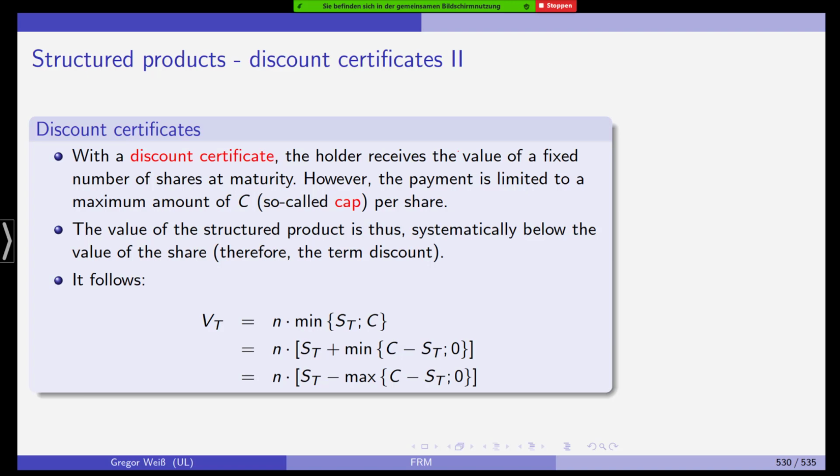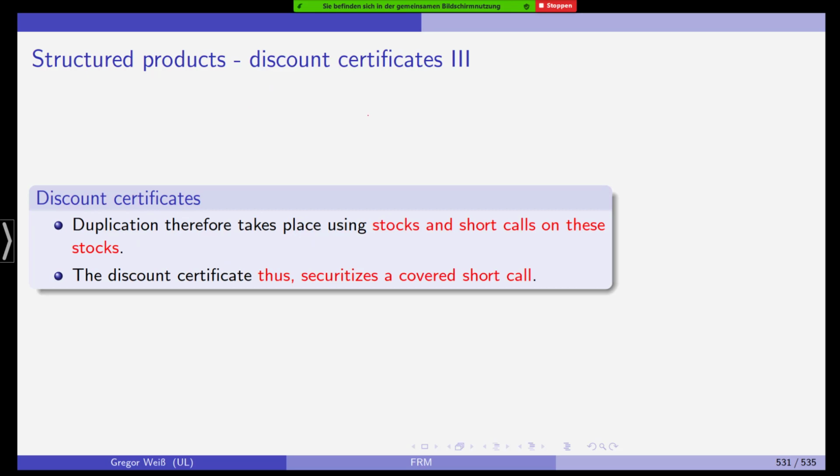certificate. And what we get is we are being paid n times the minimum of the cap or the stock. And this means that you can split it up into the stock investment and the minimum of C minus ST or 0, or this is actually ST minus the maximum of C minus ST and 0. And suddenly you can see that such a discount certificate is nothing but then a stock and a short call on these puts. Thus, the discount certificate securitizes a covered short call.